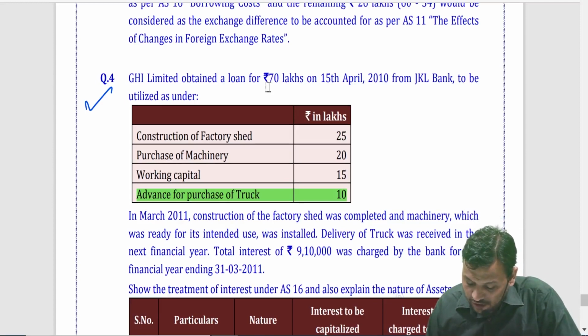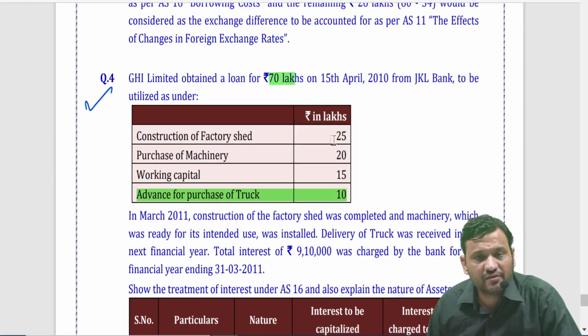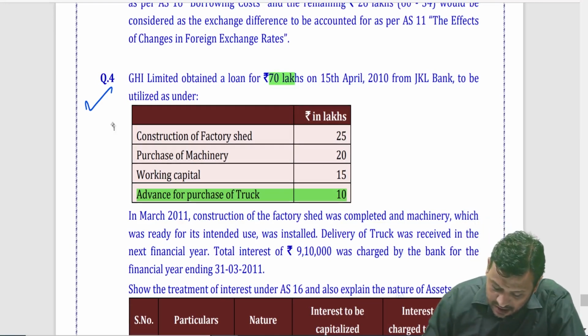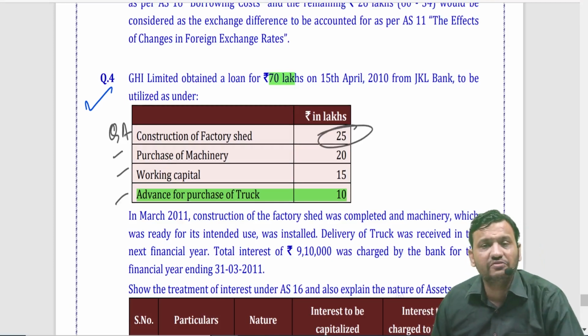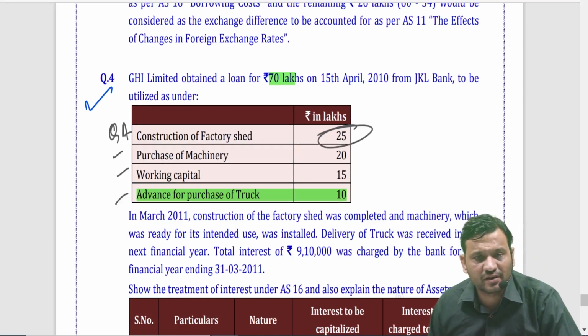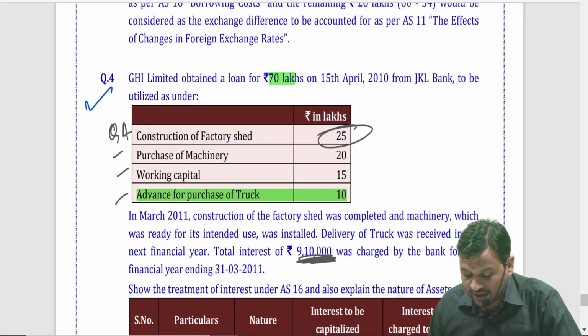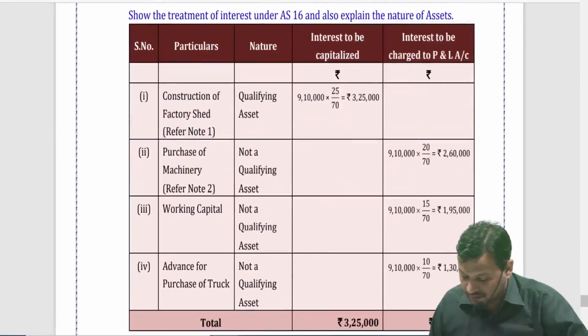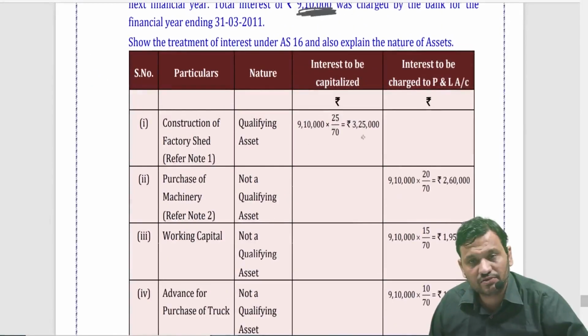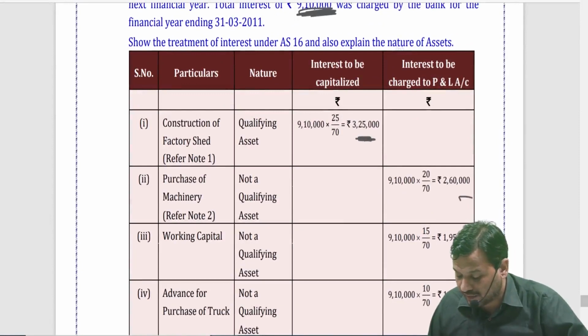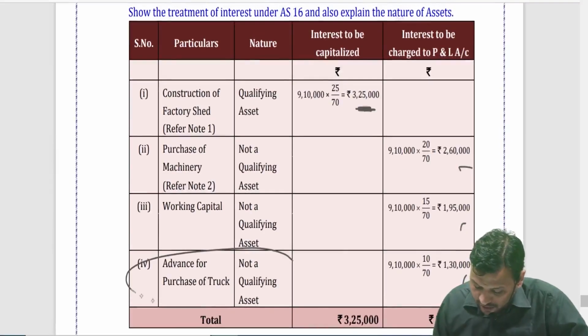So we have taken a loan of 70 lakhs for factory shed, for purchase of machinery, for working capital, and for advance of payment of truck. Can I say this is qualifying asset? These are not. Means to the extent of 25/70, whatever borrowing cost I'm incurring, this should be capitalized. So total interest is 9,10,000. So this 9,10,000 into 25/70 will be capitalized and the remaining amount will be expensed off because it is not a qualifying asset.